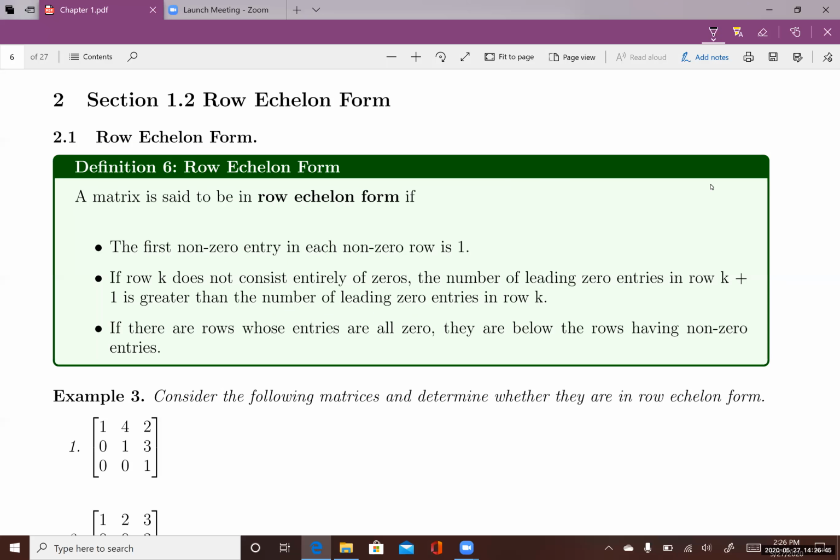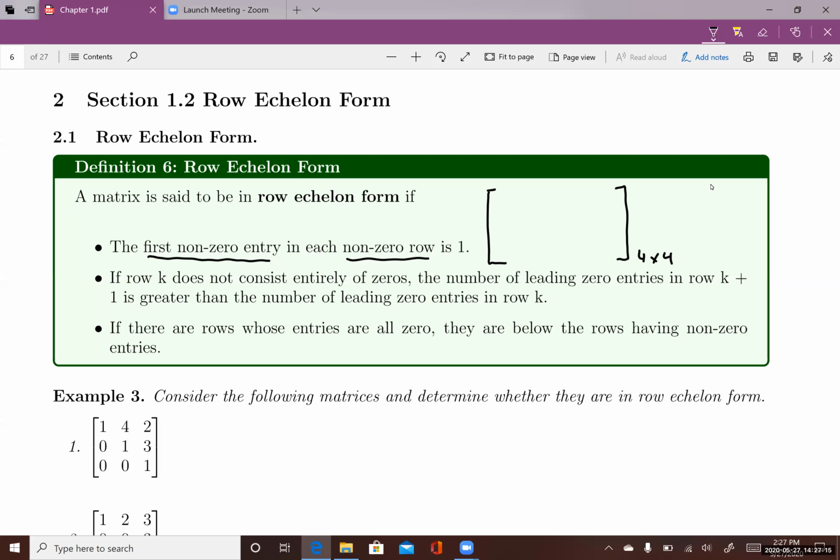This lecture introduces the row echelon form of a matrix. By definition, a matrix is said to be in row echelon form if the first non-zero entry in each non-zero row is 1. What does that mean? Let's say you have a 4 by 4 matrix.